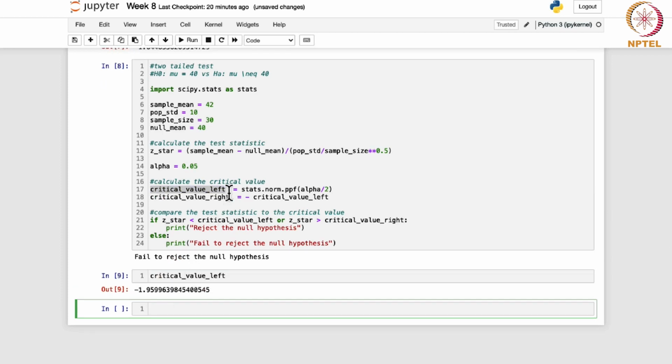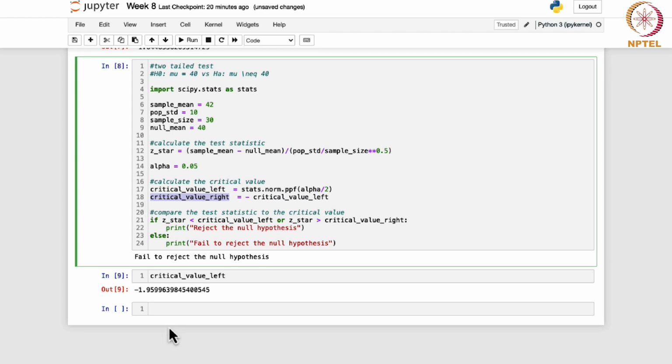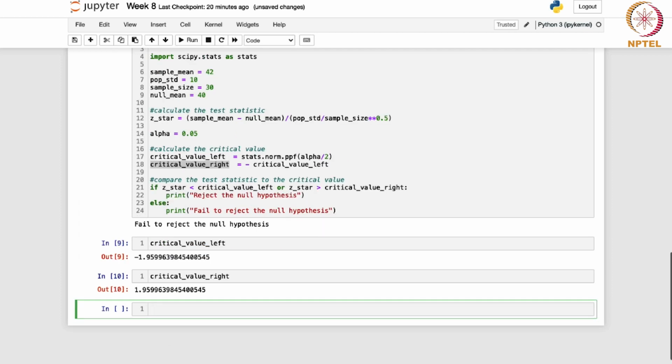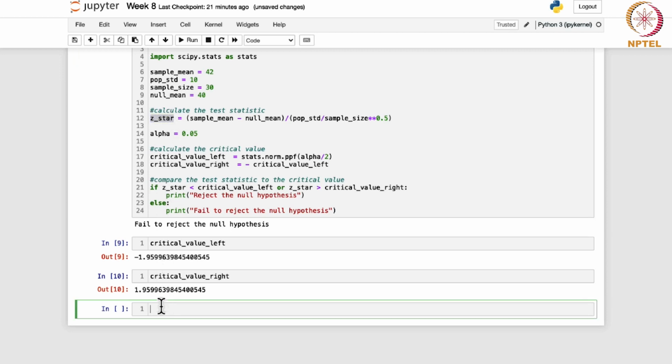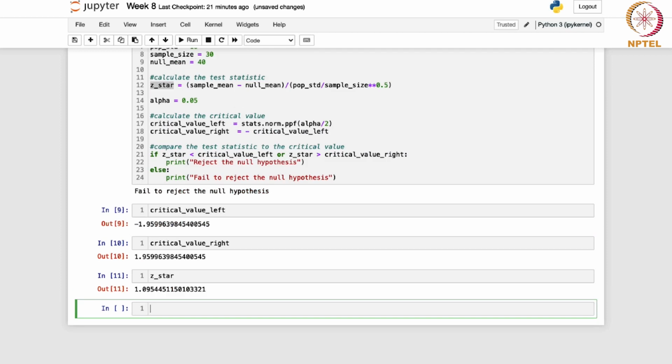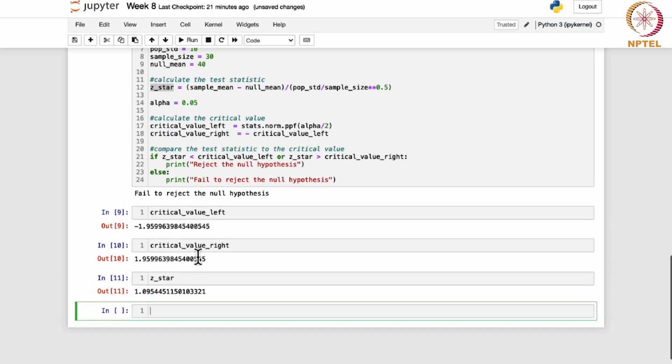It is -1.09. Here it is giving you a negative value already. So here it would be just, because we are using minus of this, so it would be 1.95. And you fail to reject the null hypothesis because z star, as we have already seen, is 1.09, right? So it does not fall in the rejection region, and that is why we fail to reject the null hypothesis. Now suppose you want to write the code for your p-value approach also, okay?